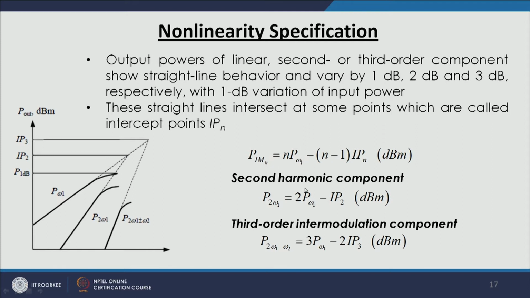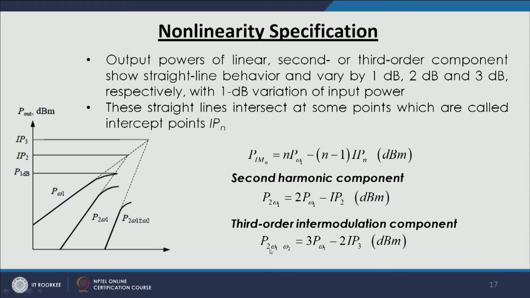For example, for the second harmonic component, 2 omega 1, n will be equal to 2. So it is 2 times P omega 1, where P omega 1 is the power of the original signal, and n minus 1 is 1, and you put the IP2 value there. If you know the IP2 point and the P omega 1 value, you can calculate your power at 2 omega 1, that is the power of the second harmonic.